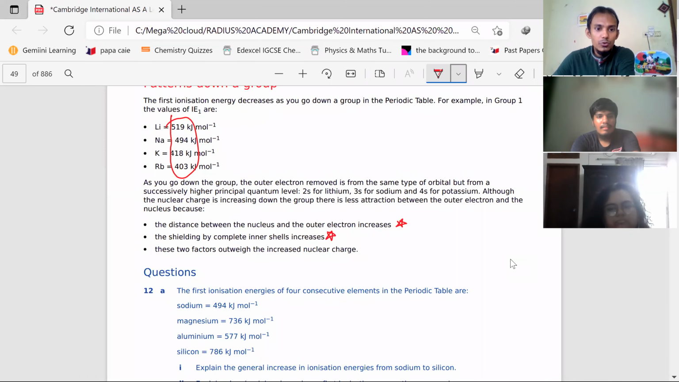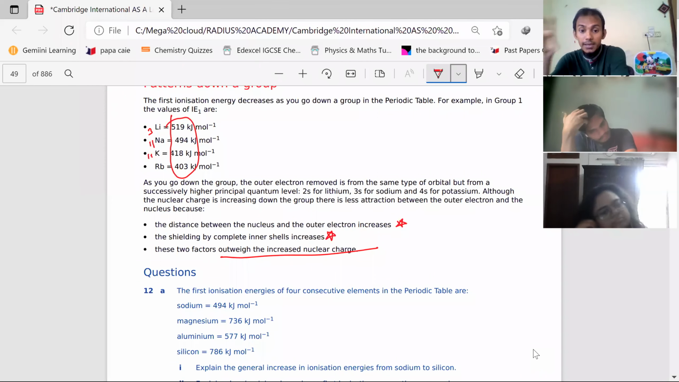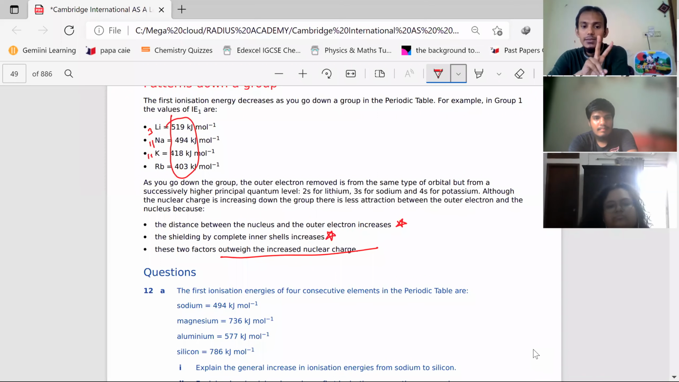Even though these 2 factors will outweigh the nuclear charge, because lithium has 3 protons, sodium 11 protons, potassium 19 protons, and I don't know how many rubidium has, but definitely increased protons. So even though nuclear charge is increasing, the other 2 factors, especially the distance between the nucleus and outer shell, and the shielding by the full inner shells, will outweigh the increased nuclear charge. Thereby, as you go down any group in your periodic table, the ionization energy will decrease.